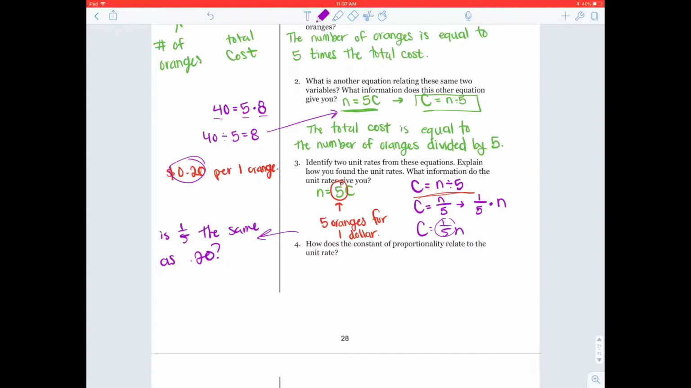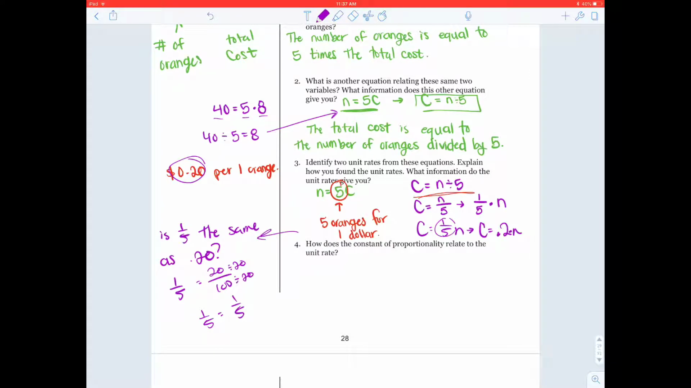So pause the video for a second. Are these two things the same? Go ahead and work. All right, so hopefully you paused the video. Let's change 20 hundredths into a fraction. If I divide the numerator and the denominator by 20, do I get 1/5? Yes, indeed. So my final equation that I'm going to write is C equals 0.2 times n.